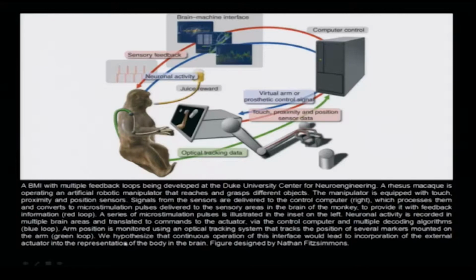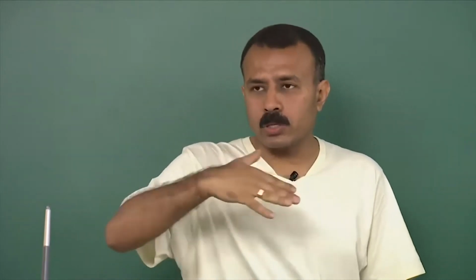So we hypothesize, this is the hypothesis, that continuous operation of this interface would lead to the incorporation of the external actuator into the representation of the body in the brain. So basically, you are decoding the neural code for that action. And if you know that neural code, you can actually use that neural code to do some actuation using a robot. So there is almost an imaging of the neural code which they are trying to do at this point.